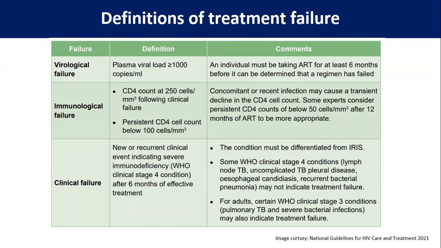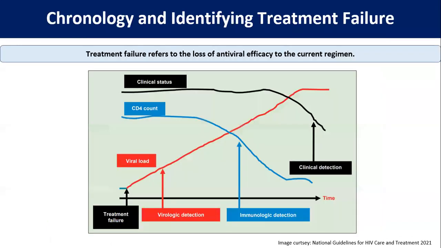Now, we need to differentiate these new OIs or recurrent OIs from IRIS. And how do we differentiate? We differentiate by documenting an increase in CD4 count after 6 months of ART. Now, treatment failure refers to the loss of antiviral efficacy of the current regimen. We need to know the chronology of development of treatment failure. The first thing to indicate treatment failure is viral load. It starts rising exponentially as time progresses.